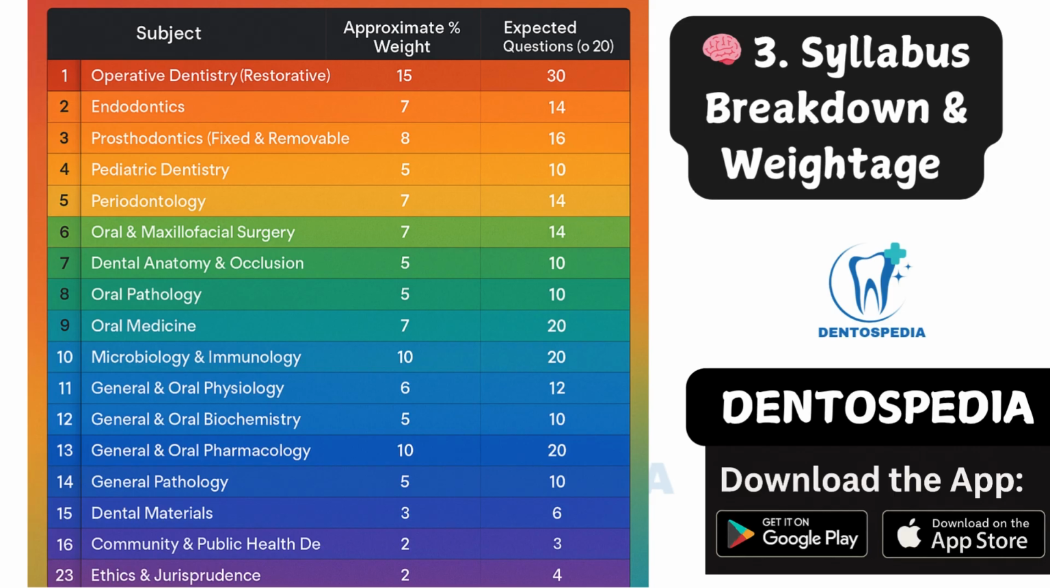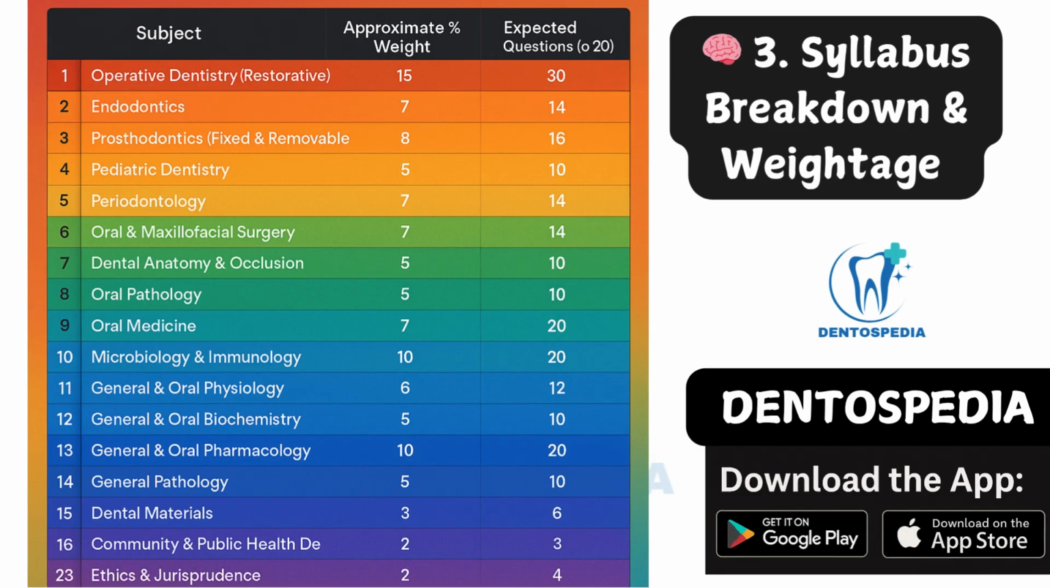Now let's take a deep dive into this color-coded AFK syllabus breakdown that beautifully summarizes all 23 subjects tested in the AFK exam, along with their approximate weight and expected number of questions out of 200. Starting from the top. Operative dentistry leads the chart with 15% weightage, contributing about 30 questions.